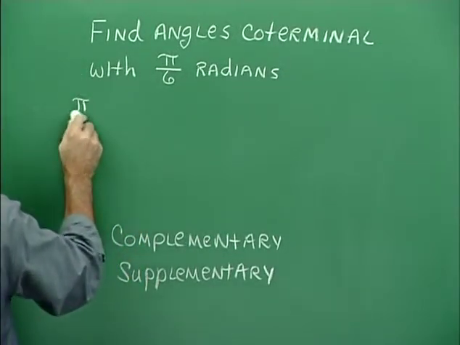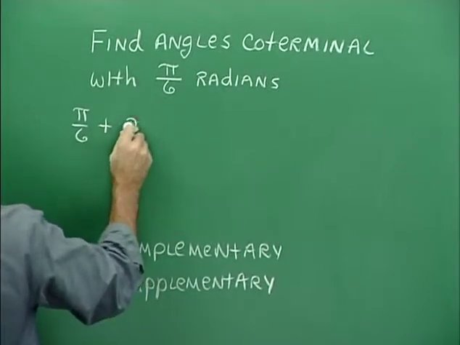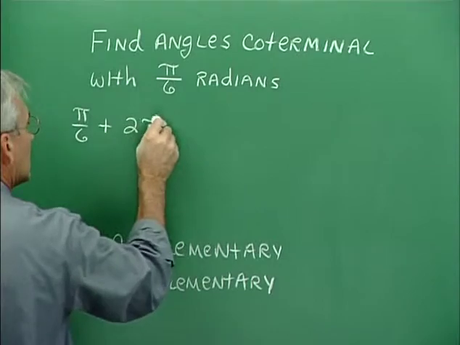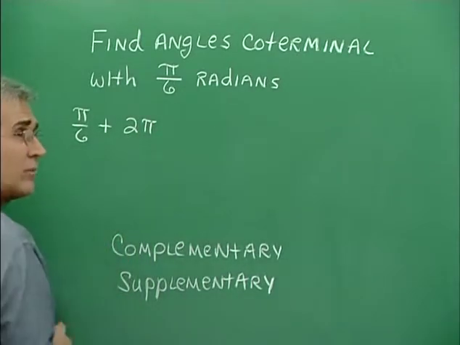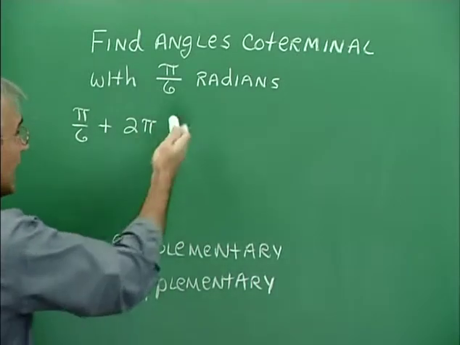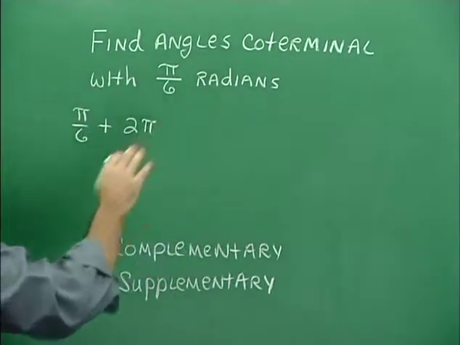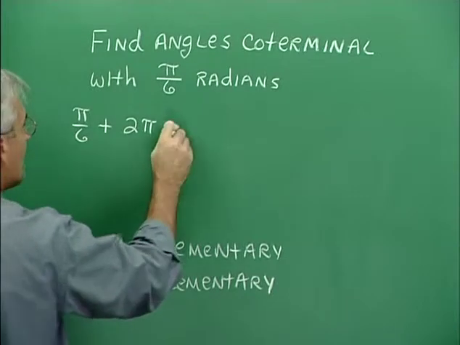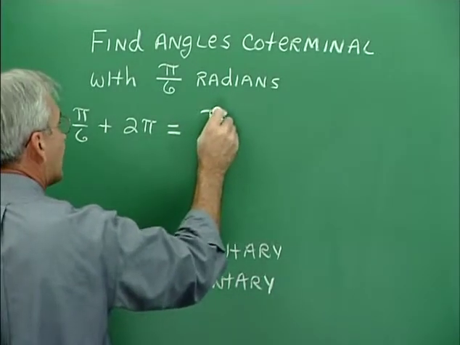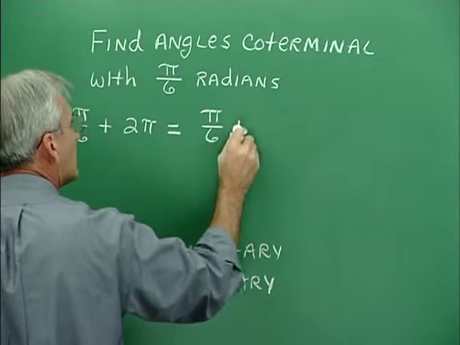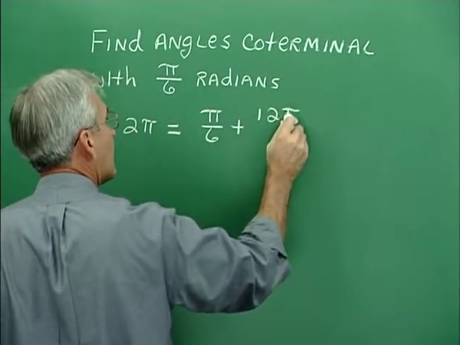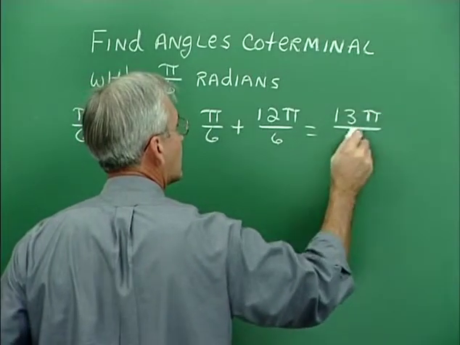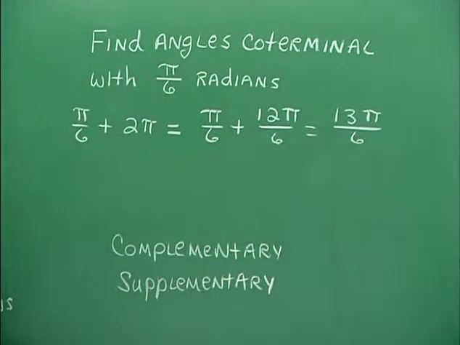I would say I'll take pi over 6, and I'll add 2 pi. And that gives me a coterminal angle. And if I want another one, I'll add another 2 pi and another 2 pi and so on, and I could generate them all day long. And generally, we would collect these two. The common denominator is 6, so we would have pi over 6 plus 12 pi over 6, or 13 pi over 6, if we want to make it into one fraction.